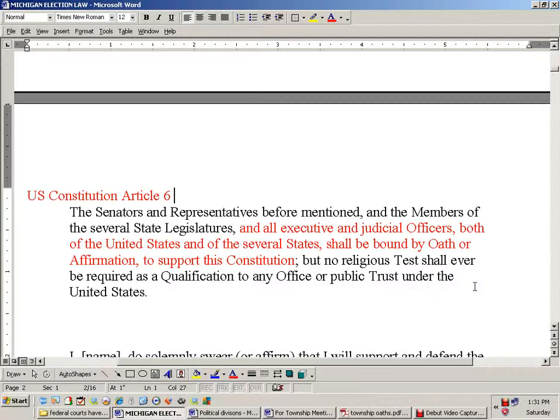Okay, so this is for all executive and judicial officers, both of the United States and the several states. Okay? Now those are the organized states, right? State of Michigan, state of Ohio, and so on. That's what those are. Or if they work for the federal government and they are in the executive or judicial branch. They'll say about the administrative branch for some reason. Oh, I guess so. State legislatures. Yep.